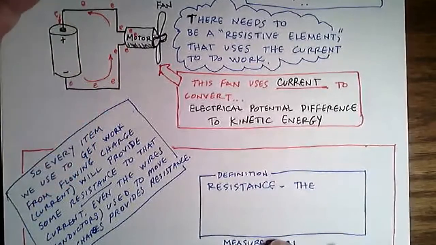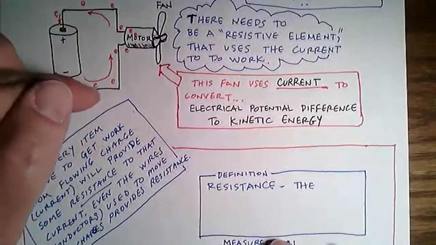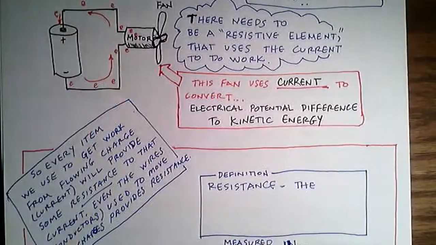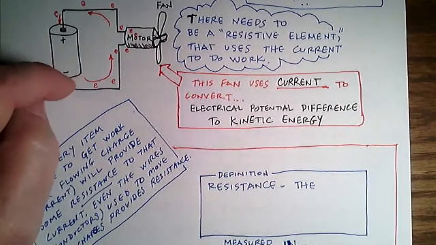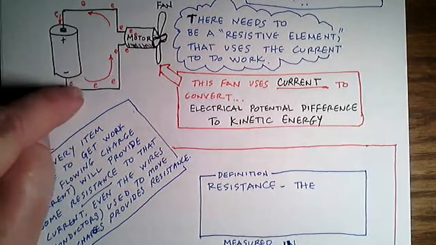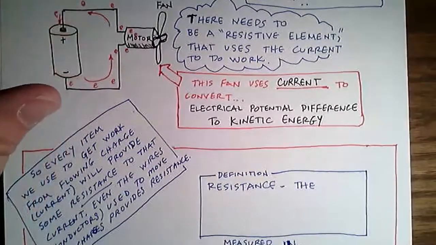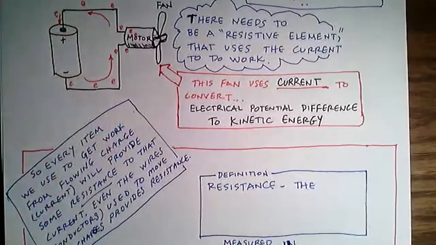Well, the same thing goes for these moving charges. They bump into the atoms that make up the wire. The wire's made from copper, and that copper is going to provide some resistance, just like the bottom of a stream or the rocks that might be in the stream. The water bumps into those, it slows them down. The electrons bump into the copper atoms, and that slows them down. Okay? They both provide resistance.